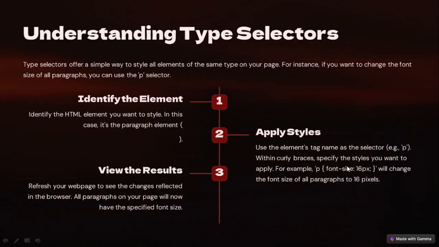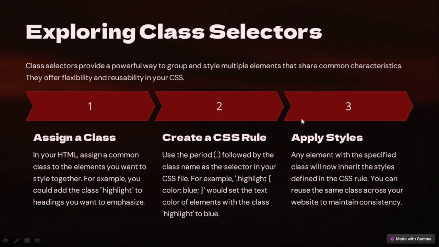Be it the color, the font, or the background, whatever you want to apply. That will change the font of all the paragraphs or all the colors to whatever you have given it to do. Then number 3 is to view the result, which is you going to your Go Live extension and then refreshing your page to see all these changes reflected in your browser.